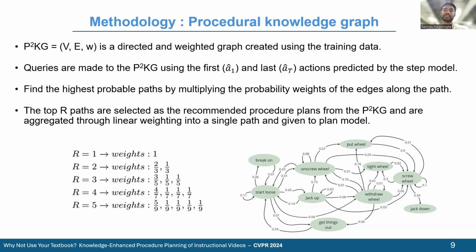This frequency-based graph encapsulates the complexity of step sequencing in procedures and its potential variations, thereby addressing the challenges faced by prior works. To utilize this procedure knowledge, queries are made to the procedure knowledge graph using the first and the last actions predicted by the step model. To find the highest probable path out of all the possible paths, we multiply the probability weights of the edges along the path. Then the top R paths are selected as recommended procedure plans from the probabilistic procedure knowledge graph and are aggregated through a linear weighting into a single path and given to the planning model as a condition.